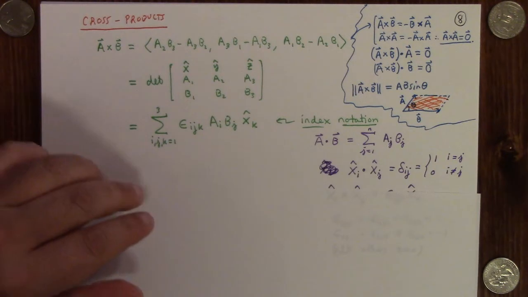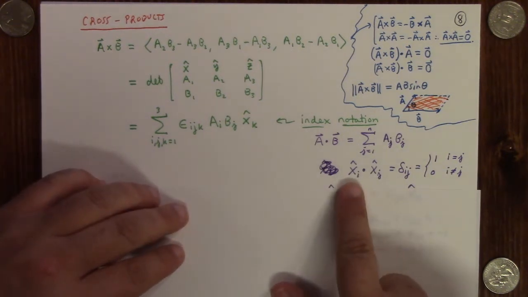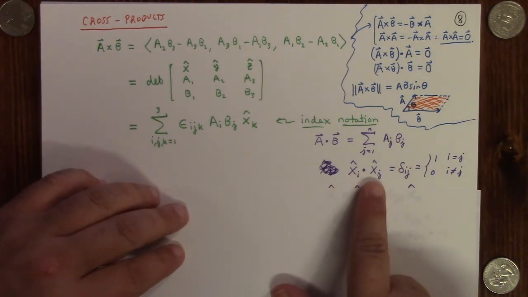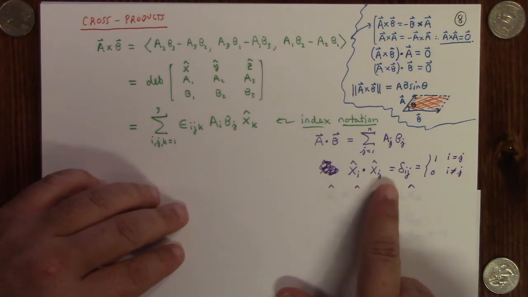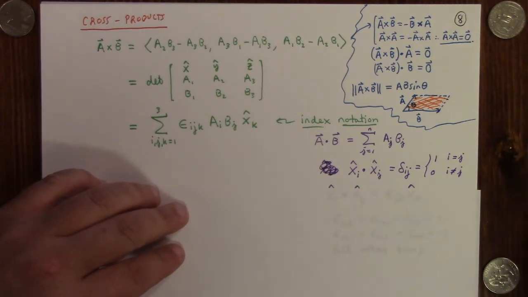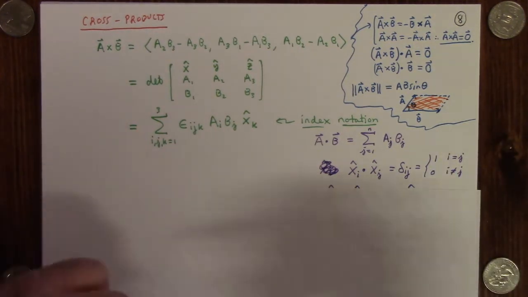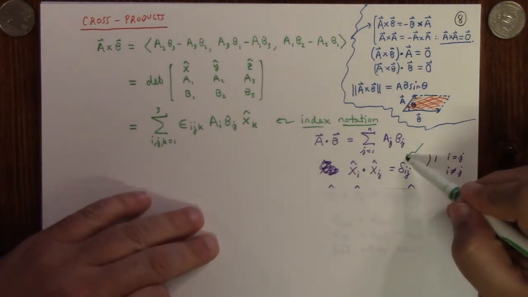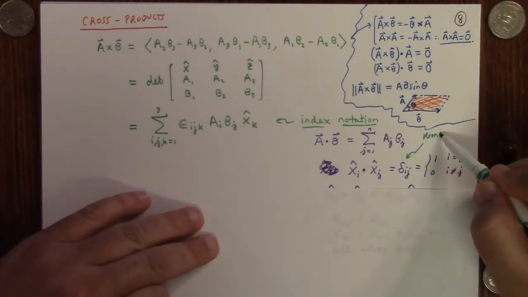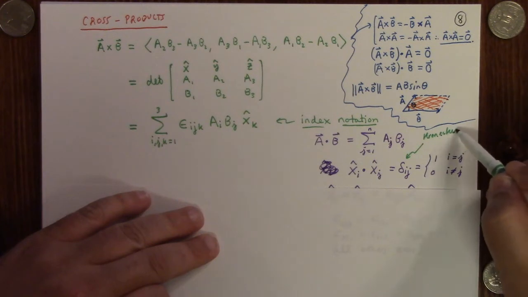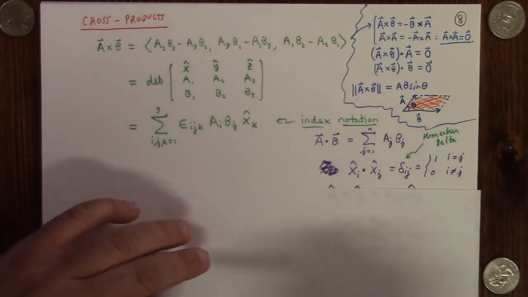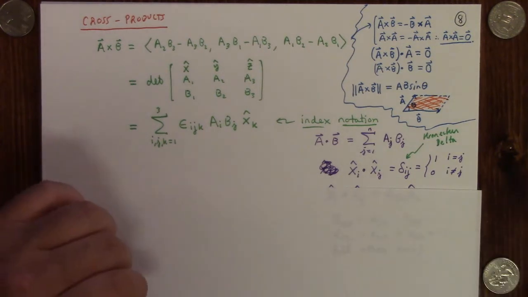And there's other sneaky stuff, like the dot product of x hat i and x hat j is the Kronecker delta. I guess I should write that down. This is the Kronecker delta. The Kronecker delta is a combinatorial convenience. It's 1 when i and j are equal, and 0 when they're not.